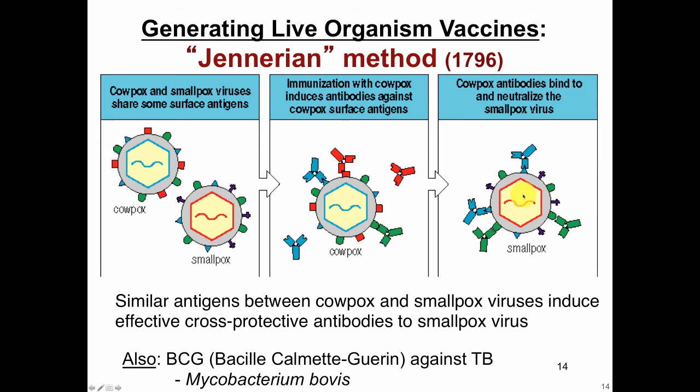And so these are what are referred to as cross-protective antibody responses that can cross-protect against both cowpox and smallpox. Another example of this type of vaccination method using live organisms is the BCG vaccine, which really involves immunization with a bacteria that's related to the Mycobacterium tuberculosis organism that causes TB.